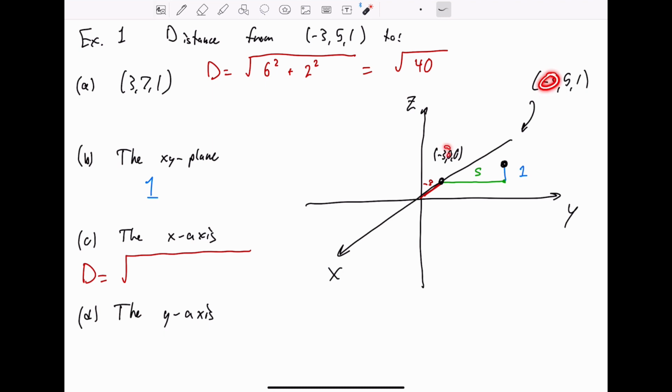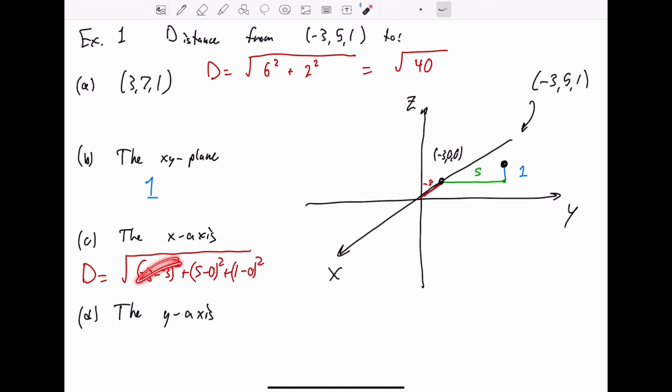Let's take -3 minus 3, so that'd be -3 plus 3. That's 0. So 0 squared, and then 5 minus 0, that'd be 5 squared. 1 minus 0, that's 1 squared. We'll write out the details here: (-3 minus -3) squared plus (5 minus 0) squared plus (1 minus 0) squared.